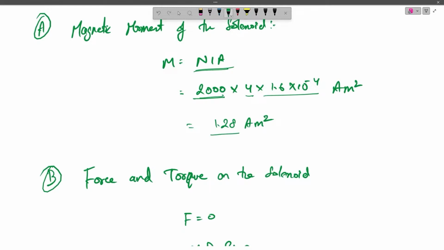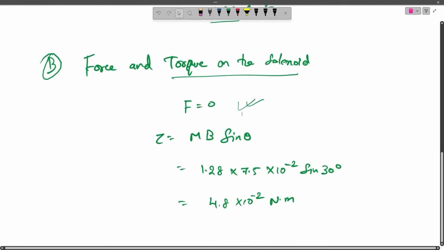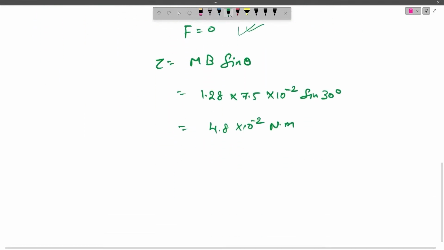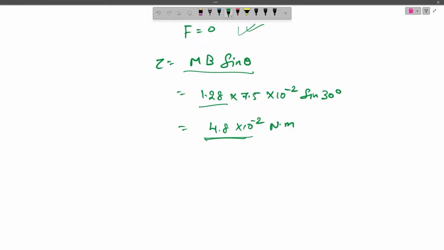And the second question asks what is the torque on the solenoid. Since we know that the magnetic field is uniform, force is going to be 0. So calculating torque, we can use the formula mB sin theta, where m is 1.28 and the magnetic field is 7.5 into 10 to the power minus 2, that is given. So we will get a value of 4.8 into 10 to the power minus 2 Newton meter torque.